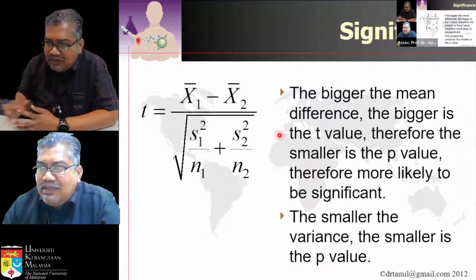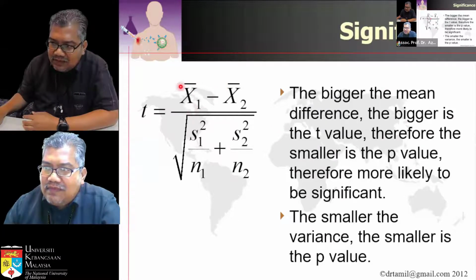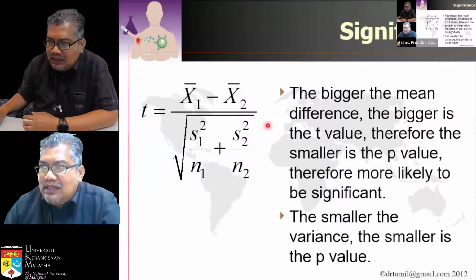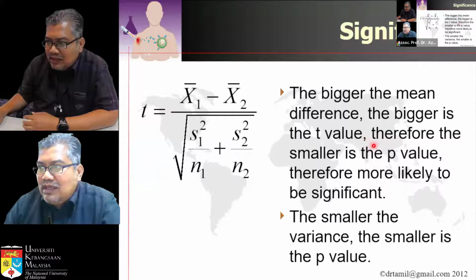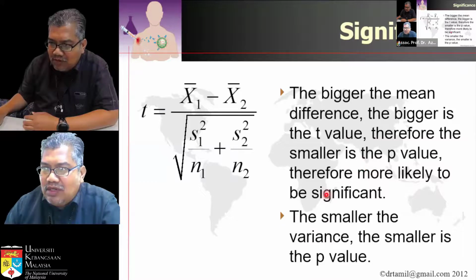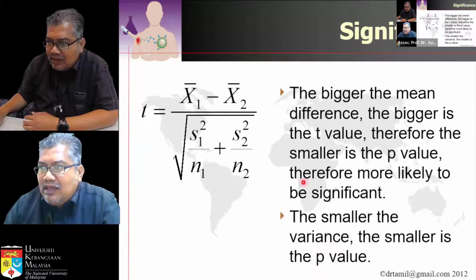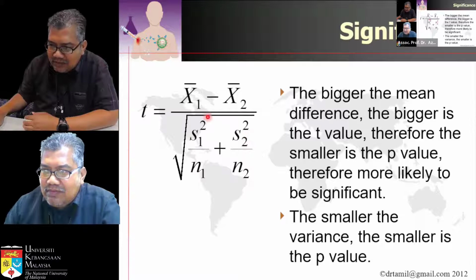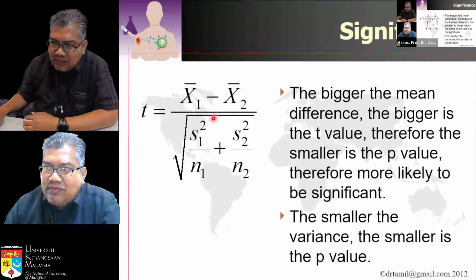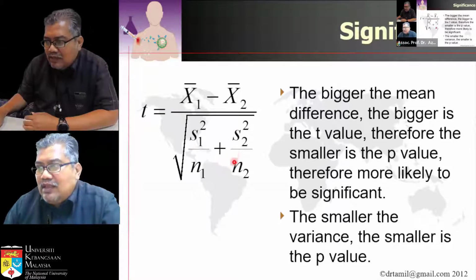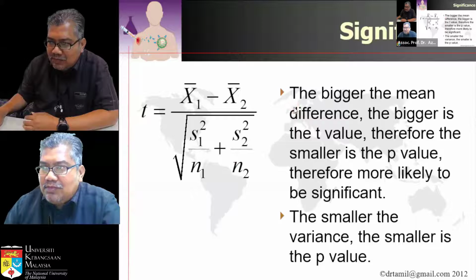Okay, so the bigger the mean difference, the bigger the t-value. Therefore, the p-value becomes smaller. And for the variances, the smaller the variances, the larger the t-value. The larger the t-value, therefore, the p-value becomes smaller.